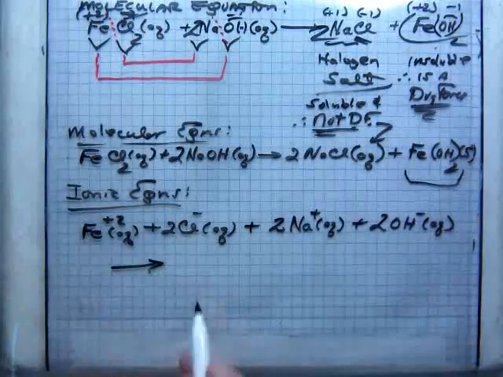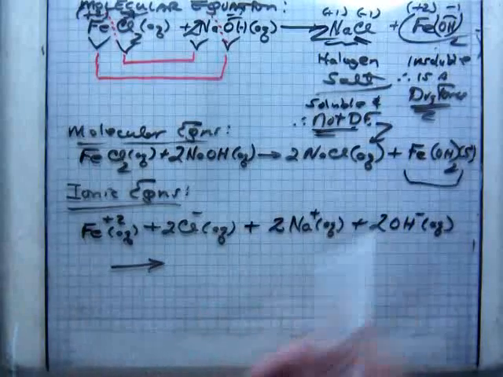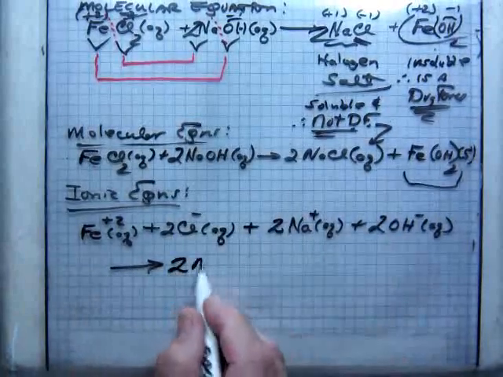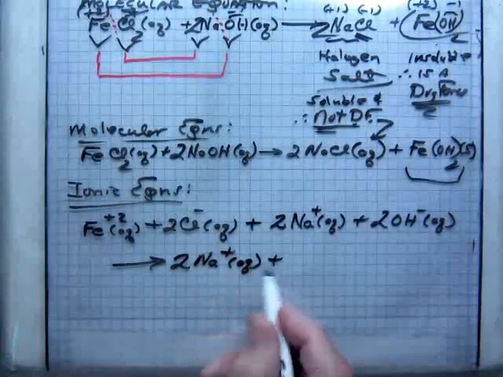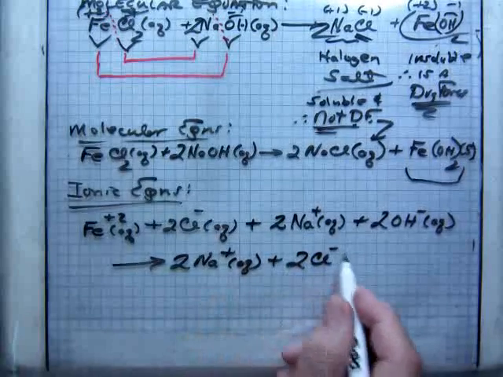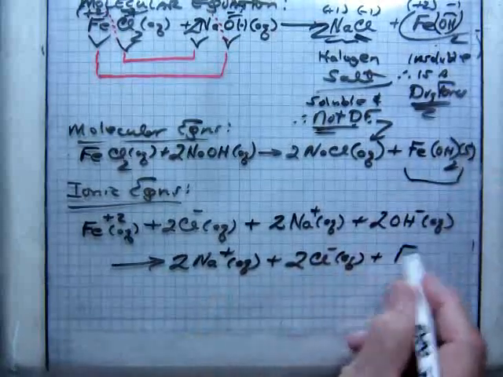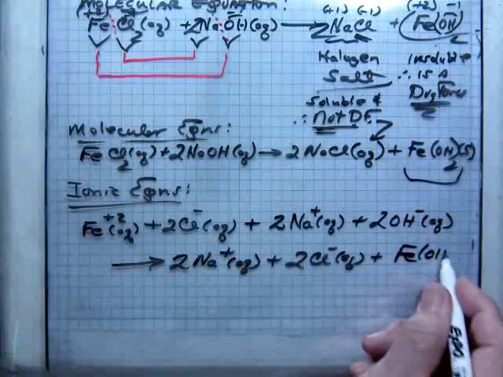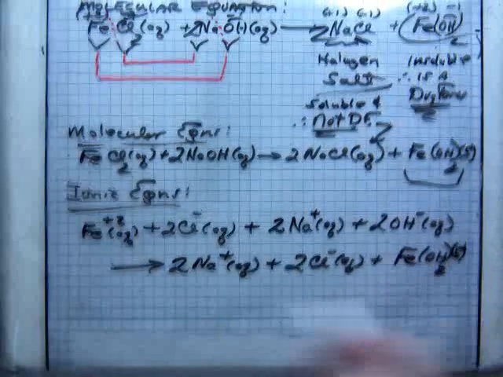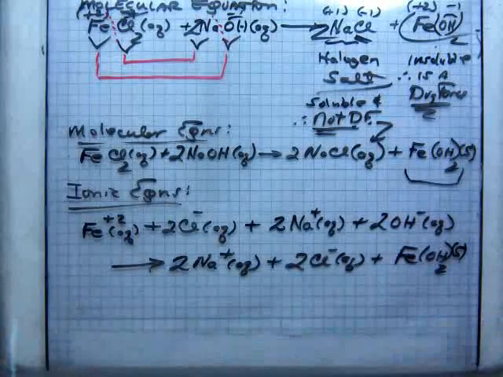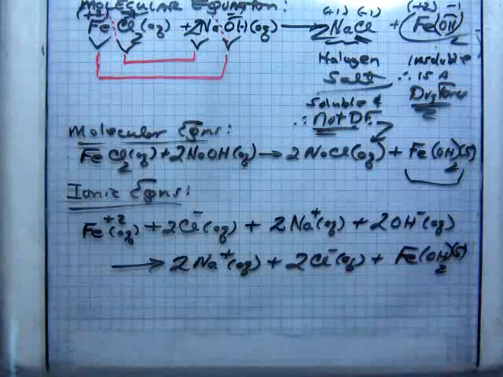And this yields sodium chloride on the product side, and so you have 2 sodiums, aqueous, plus 2 chlorides, aqueous, plus 1 driving force, iron hydroxide, and we do not show it in ionic form. We leave it listed as a solid on the end. So this is your complete ionic equation.